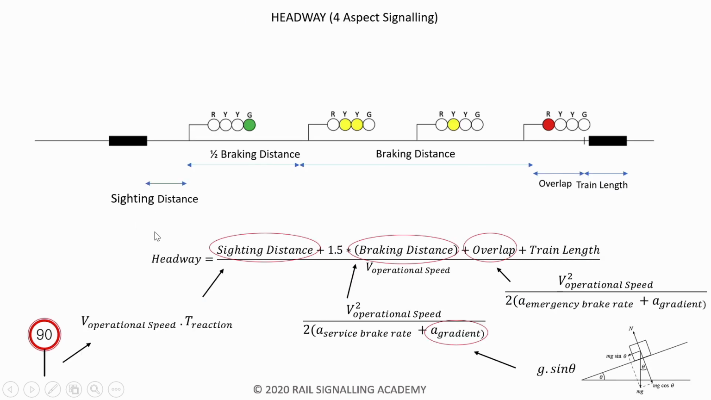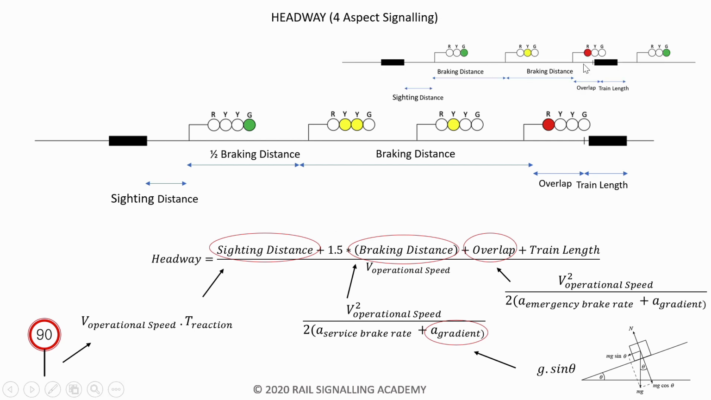Now you'll see that most of this looks similar to what we saw in the three aspect signaling, but there's only one number that's different, and that's 1.5. Now I want to discuss why this number is different, and for that I'm going to bring up the three aspect scenario here on the slide. So this is the three aspect scenario, this is the four aspect scenario. Now, like I mentioned, in three aspect I only gave a single warning, whereas in four aspect signaling I gave an advanced warning. So now I'm telling the driver with double yellow that you're going to see a red signal, but it's not the next signal, it's going to be the one after.